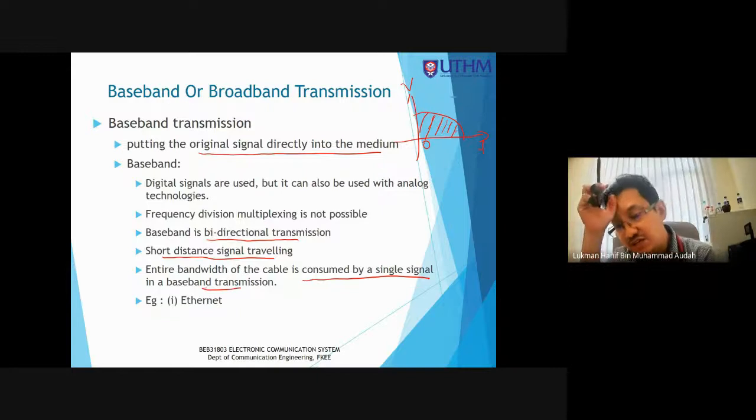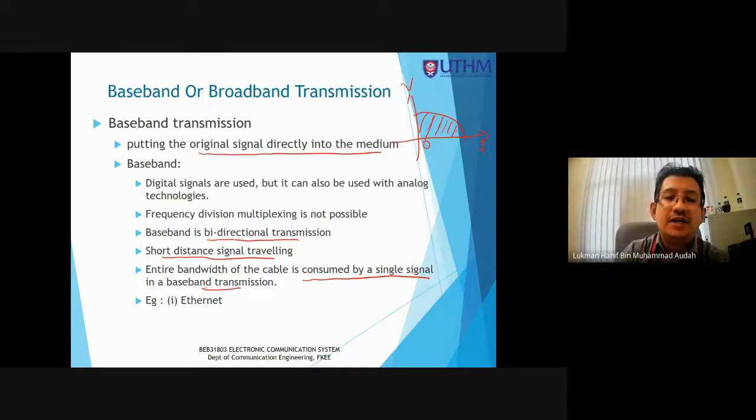So dalam kes ini kita boleh hantar baseband transmission secara wired or wireless sebenarnya. Tetapi pada kebiasaannya baseband transmission ini digunakan dalam wired transmission most of the time. Okay, because it is quite difficult to transmit a baseband signal in a wireless. Agak sukar. So biasanya dia gunakan dalam wired transmission, from one place to another using the cable.